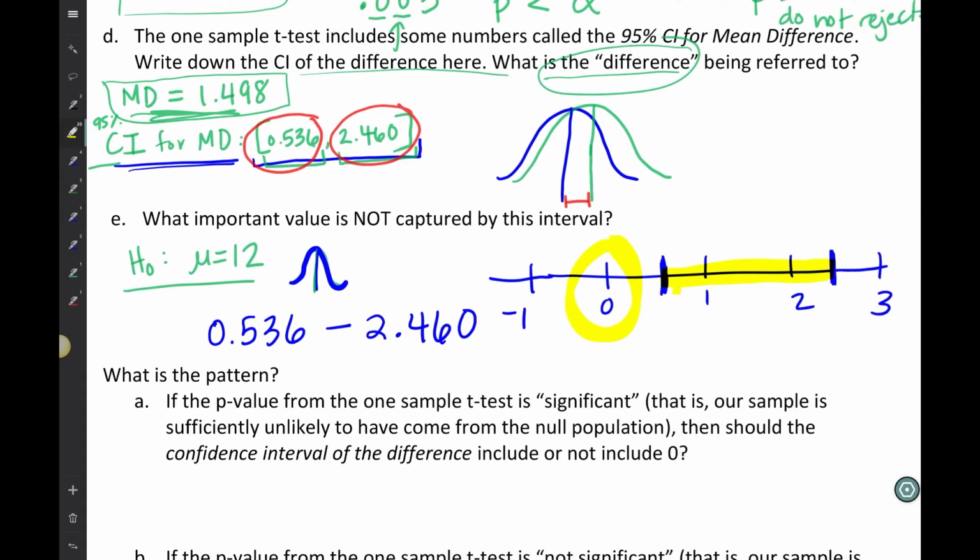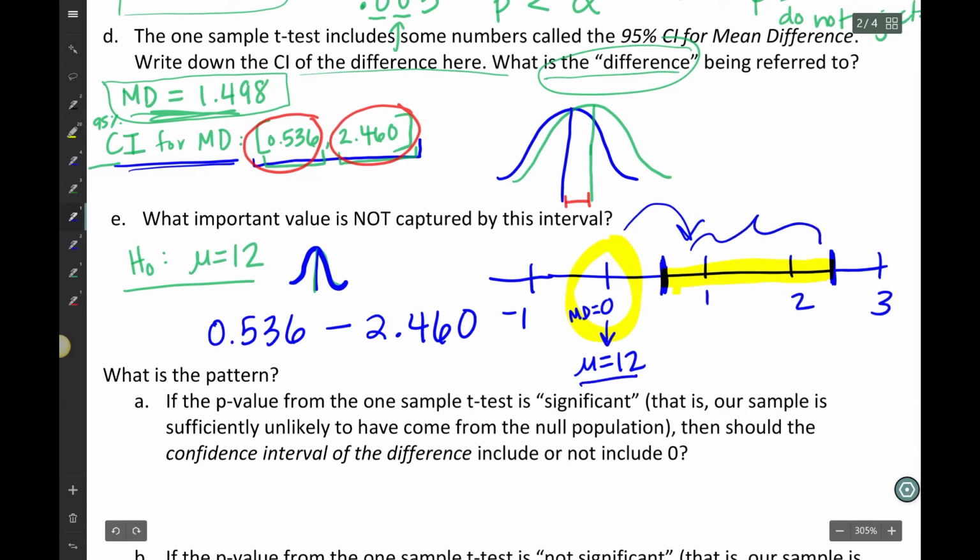If that 0 were inside, right? So if the 0 were actually inside our interval, then it wouldn't make sense to reject our null. We're saying, well, if the null is true, then the mean difference is going to be equal to 0. We are rejecting this claim. We're saying we don't think it's actually that. So it makes sense that 0 is not in the interval that we think really is the difference.